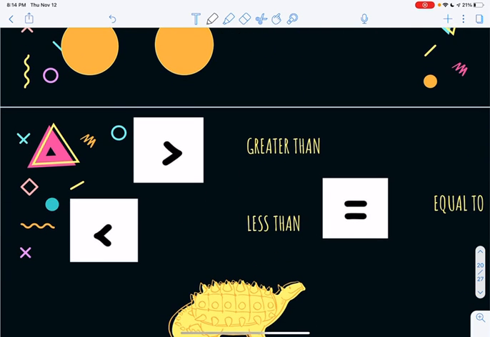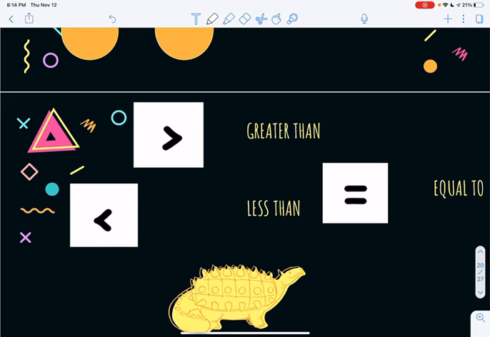Alright, now we're going to talk about greater than, less than, equal to. The way I learned it is whichever way the alligator mouth is pointing is going to be the bigger number, because the alligator's hungry and wants to eat the bigger number. So if I have 40 over here and 7 over here, the alligator is really hungry, so he is going to want to eat the bigger number, which is 40.